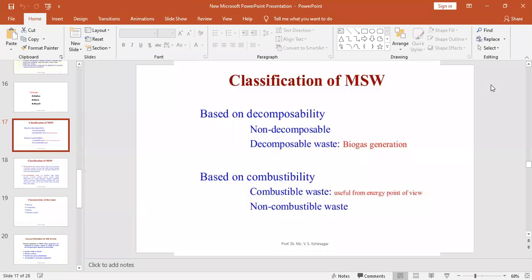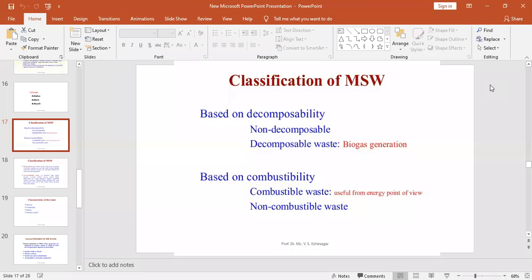So up to this part we have studied in the last lecture. Now we are going to study the classification of municipal solid waste, based upon decomposability of that municipal solid waste. MSW stands for municipal solid waste. Okay, so many times in an exam it is written MSW, and you will say what is meant by MSW, we do not know. It is municipal solid waste.